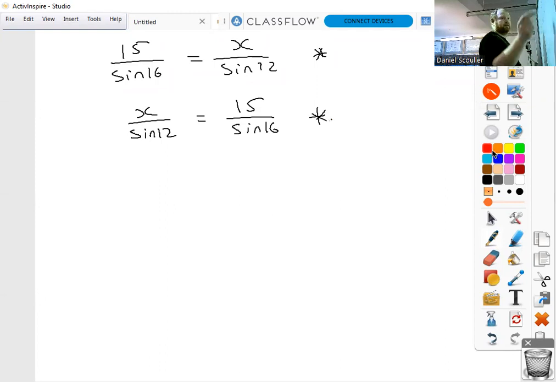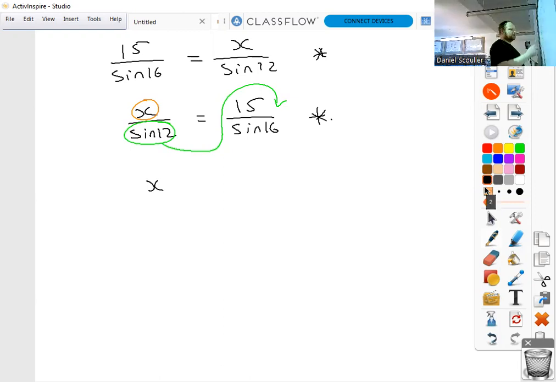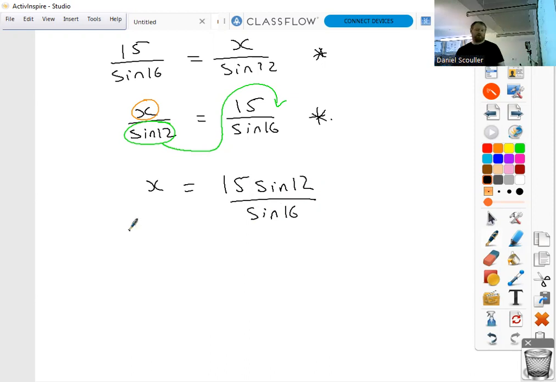Now we want to isolate that x term. We do that by taking everything around it away. So we take that whole bottom line of the fraction across to the other side. Now that sine 12 is a divide, so on the right-hand side it becomes a multiply. And everything's over sine 16. So it's 15 times sine 12 divided by sine 16.